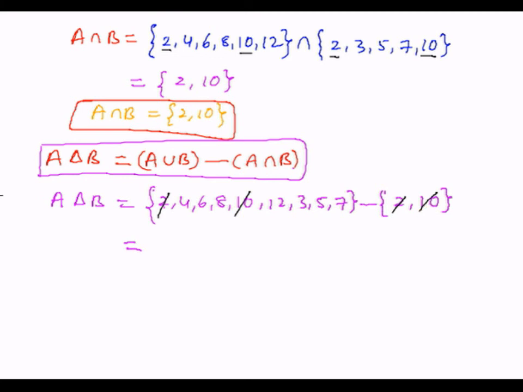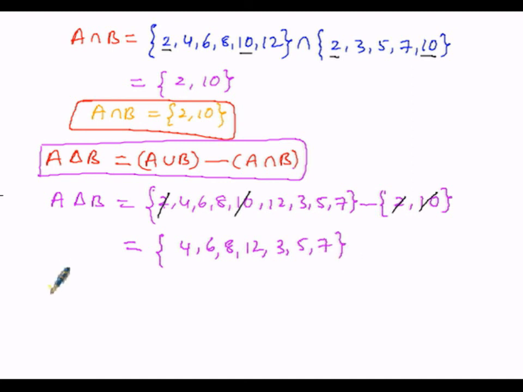Then the elements which are left over in the first set, that is A union B, are the elements of A delta B. Even though elements are cancelled, those should not be included in the elements of A delta B. In this manner we get the remaining elements as 4, 6, 8, 12, 3, 5 and 7.